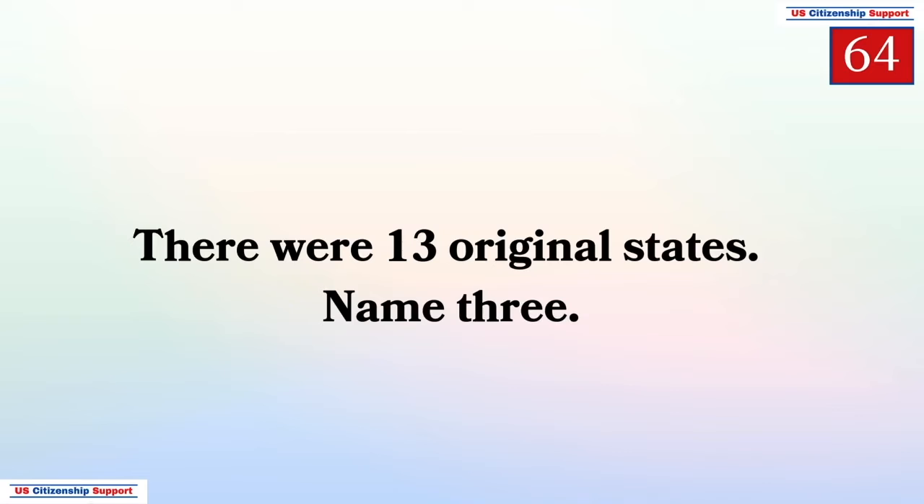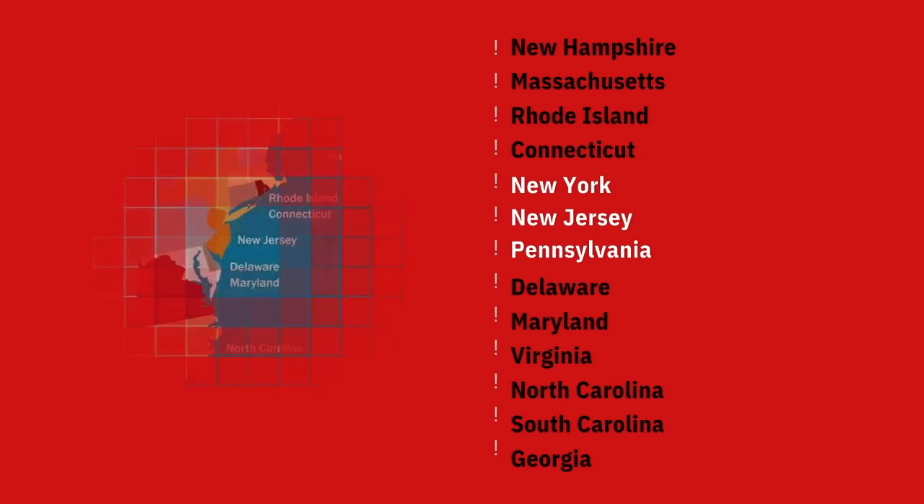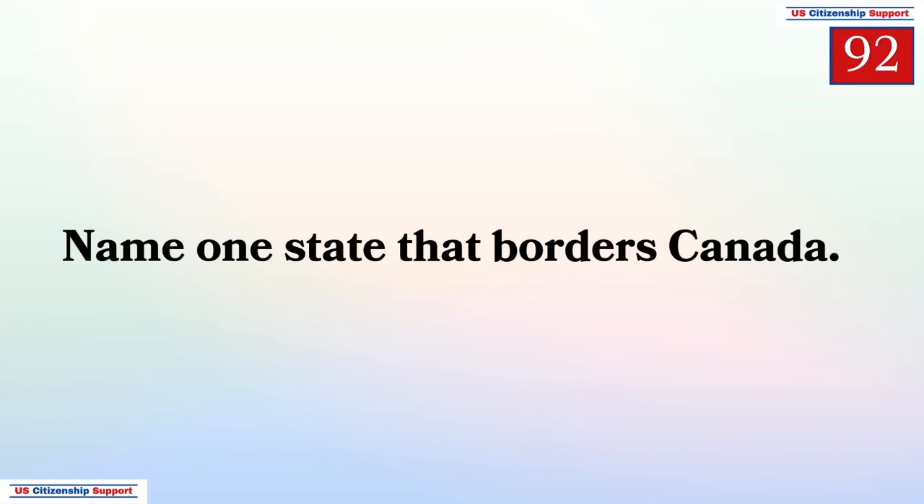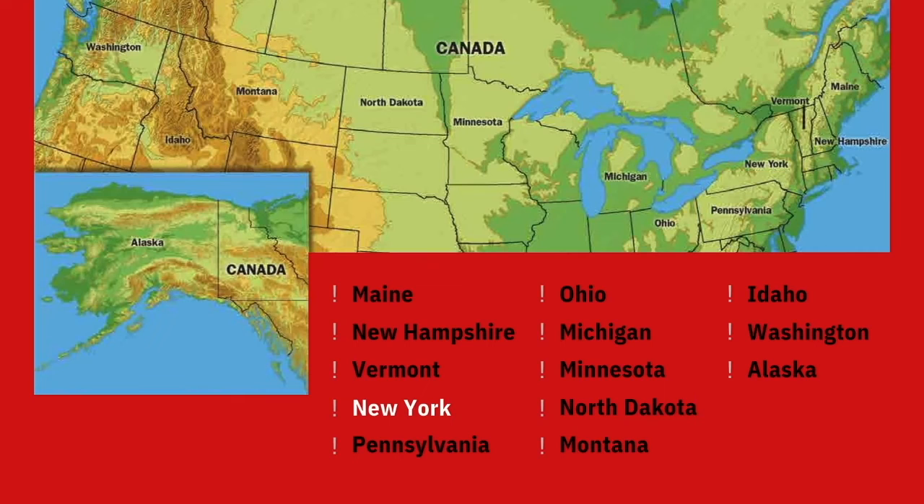There were 13 original states. Name 3. New York, New Jersey, Pennsylvania. Name one state that borders Canada. New York.